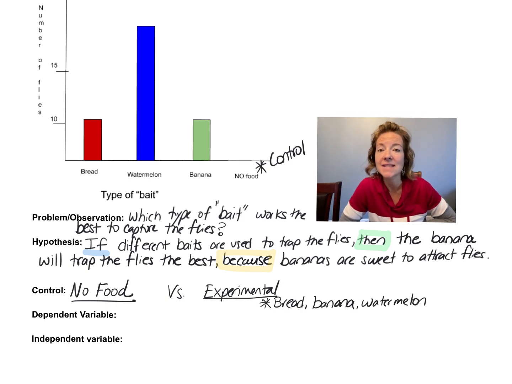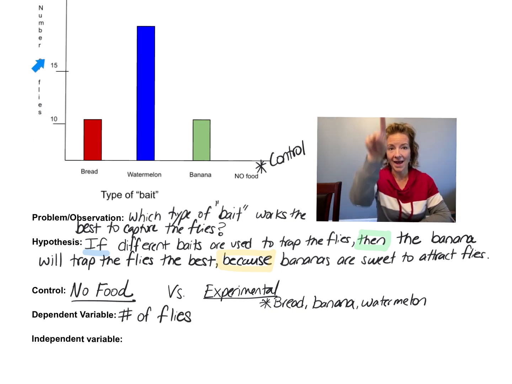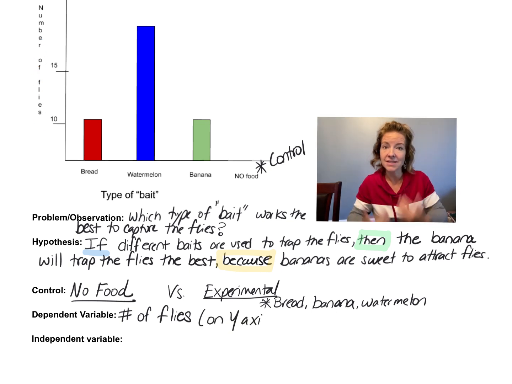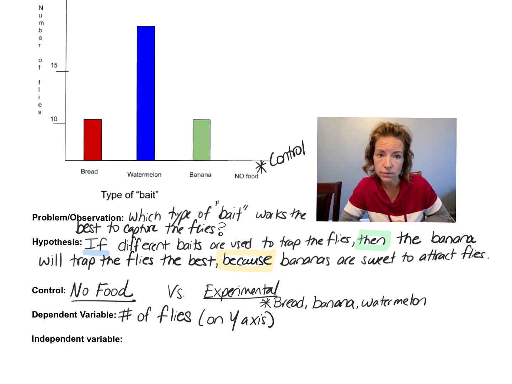Then I've got my data that I collect, my dependent variable. Now, something you can start to recognize is that the data is going to go on the y-axis. So we can see that the dependent variable is the number of flies that were attracted to these different foods.